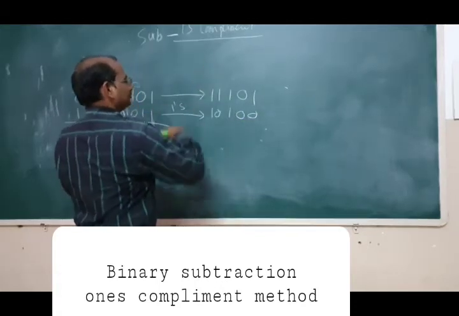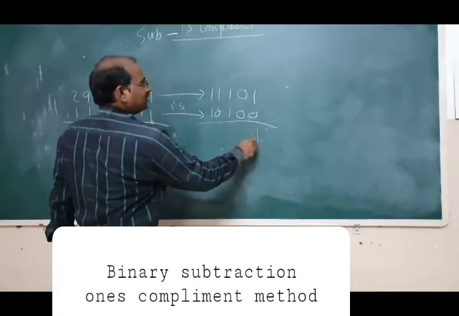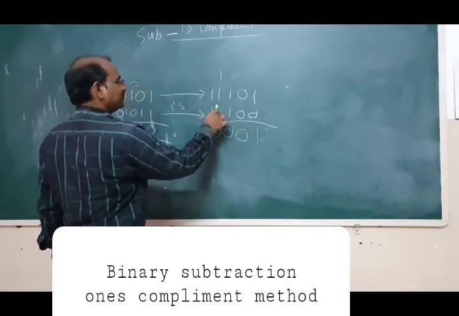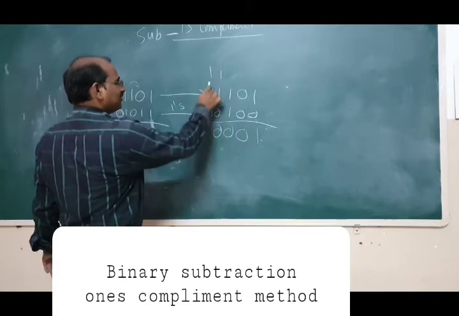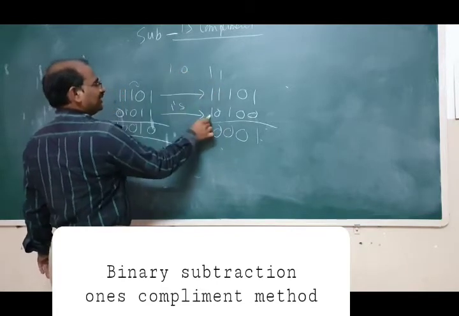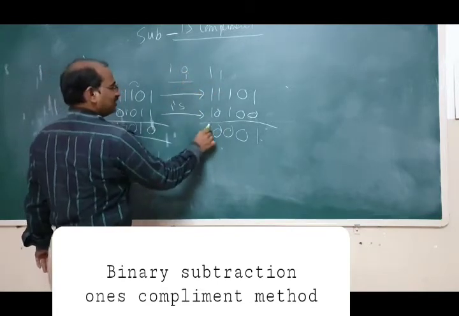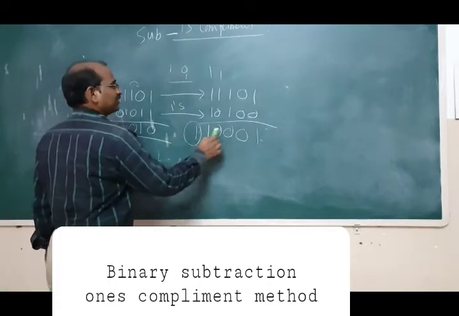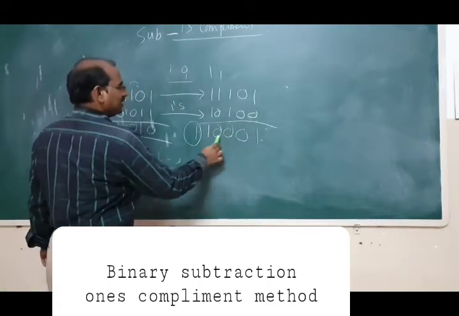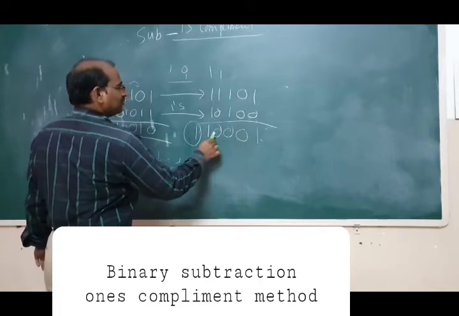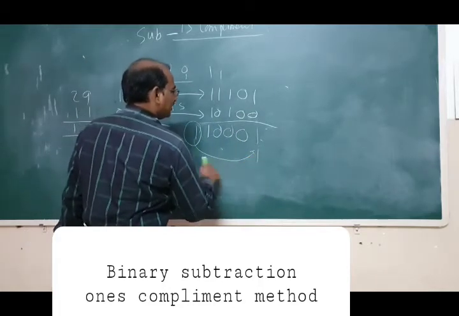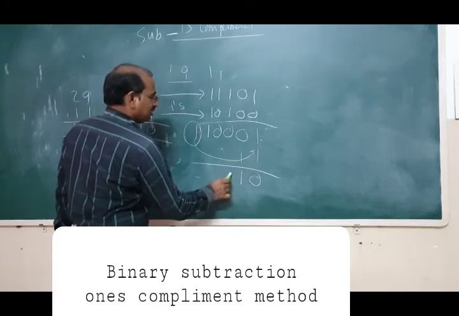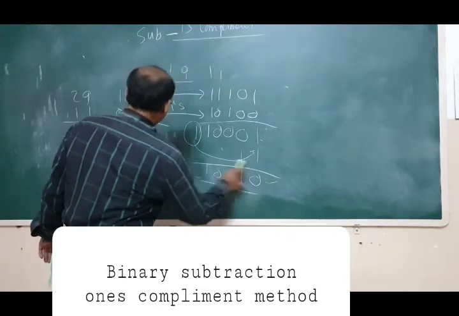Now do the sum. 1 plus 0 is 1, 0 plus 0 is 0, 1 plus 1, sum 0 carry 1. So again sum 0 carry 1, 1 plus 1, sum 0 carry 1. Again you have to add 1, 0 plus 1 is 1. Now you do the end round correction. The size is 5, we got 1 2 3 4 5, you add this one here. Now 1 plus 1 is sum 0 carry, 0 plus 1 is 1, 0 0 1. You will get the answer.